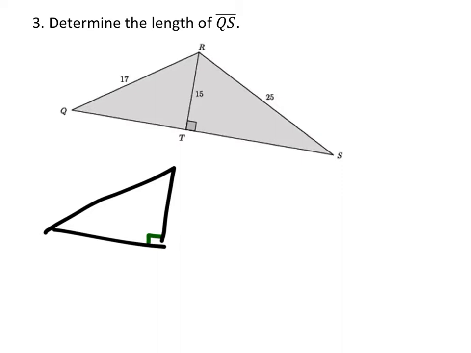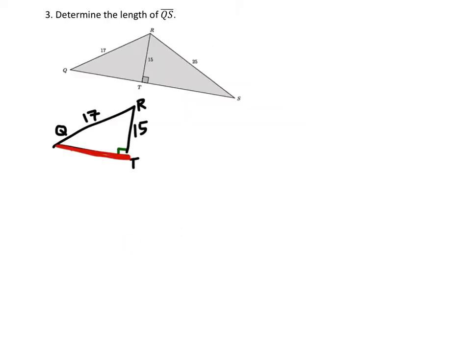But let's label the vertices. Alright, so I have this triangle now. And the side lengths are labeled, which means all I really need to do is find the length of this leg right here. And I know it's a leg because it's one of the side lengths that makes up this 90-degree angle in green. So I know I'm going to have to take one of the legs squared and add it to the other leg squared.